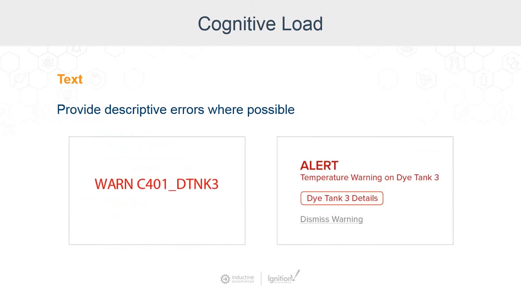Try and provide descriptive errors where possible. So consider a new user who might see this arcane error for the first time. They might not know what to do with it or even what the issue is. So if you were to provide an alert that uses natural language, that could be far more useful to the operator. So ideally, you'd show what the issue was, what it affects, and what the operator can do to address the issue.